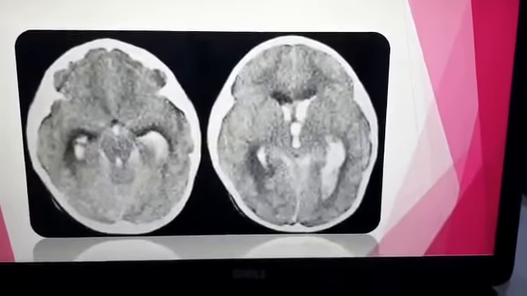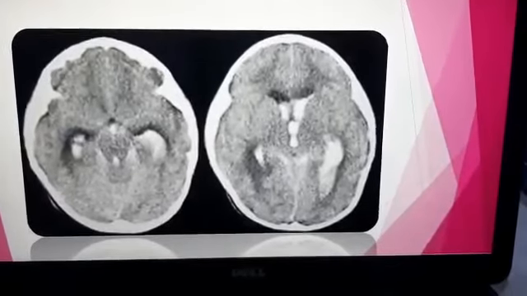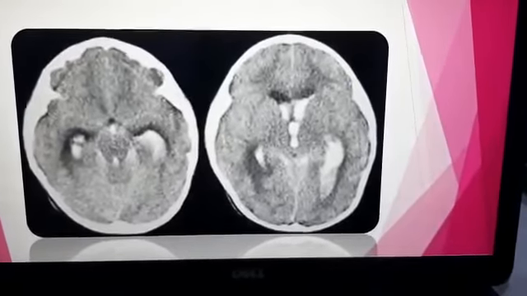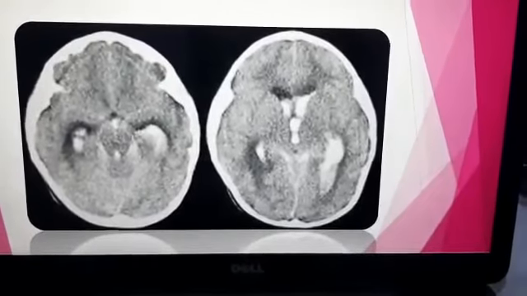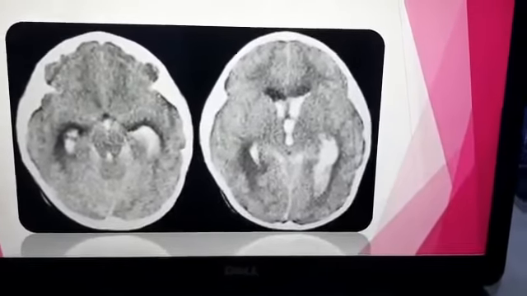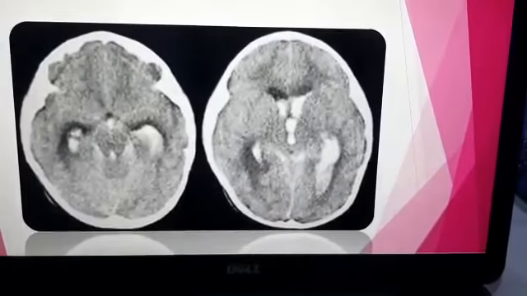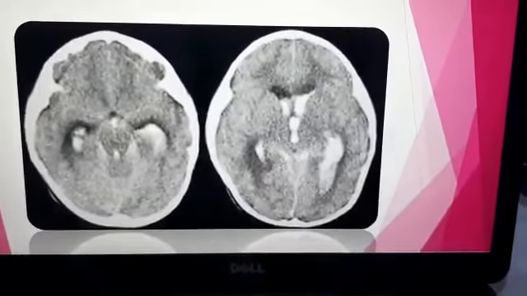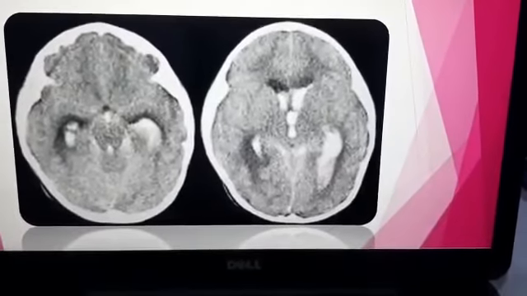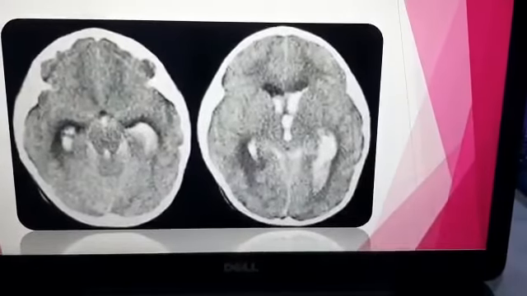This is an axial CT scan showing a hyperdense hematoma filling both lateral ventricles and the third ventricle. This is acute intraventricular hemorrhage.